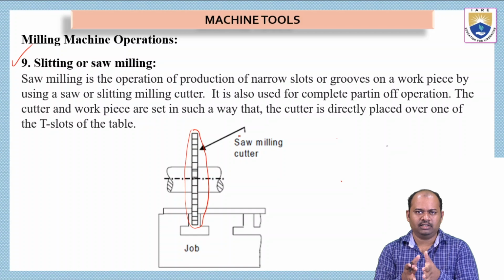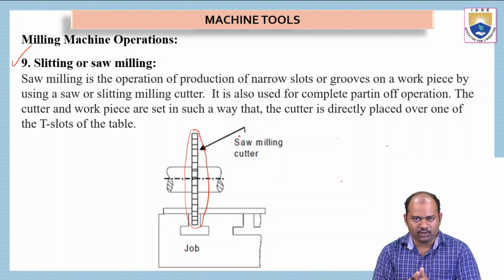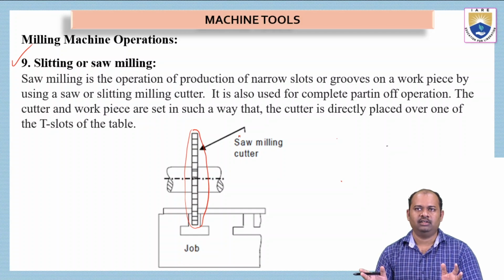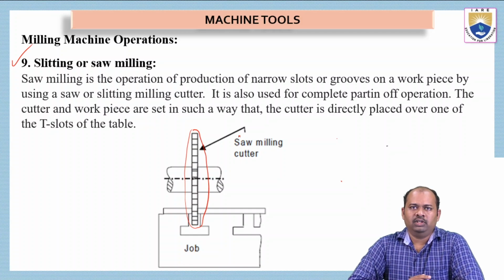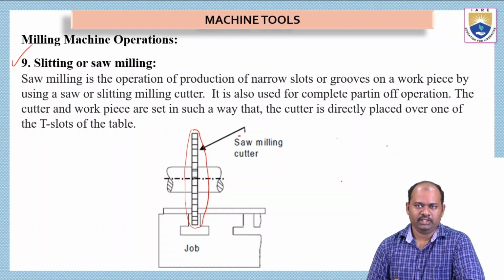Okay, here this saw or the slitting milling cutter will be very thin in size so that it can be used to groove narrow cuts, or it can be used to cut the workpiece into two parts. So the cutter and the workpiece are set in such a way that the cutter is directly placed over one of the T slots of the table. So mostly in T slots, this type of operations are done.